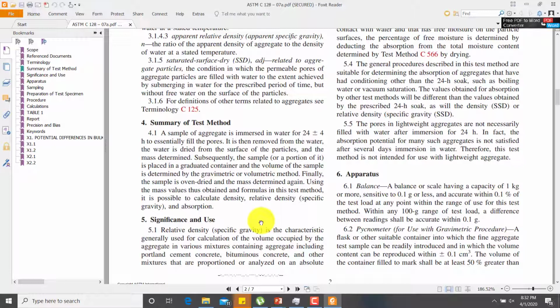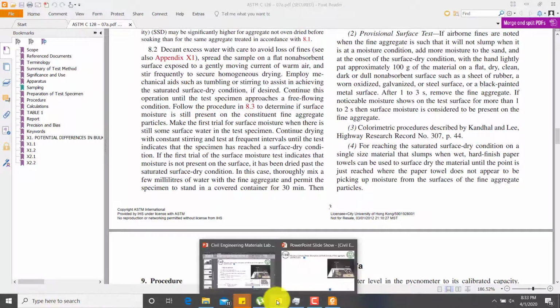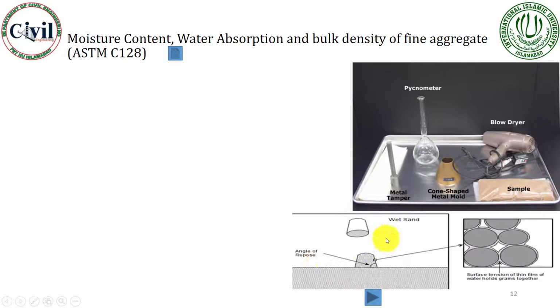When you convert it into the SSD form, then you will take your sample and insert it in a picnometer and take different weights. So how can we get an idea that the aggregate is in SSD form or not? It's a very basic thing that you must know, that the sand particles are surrounded by water molecules, a water layer that makes them stick with each other so that it forms a shape.